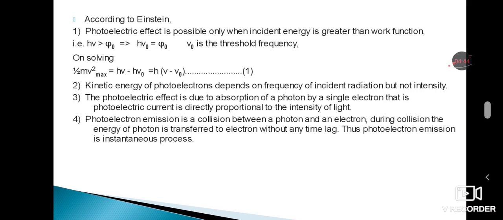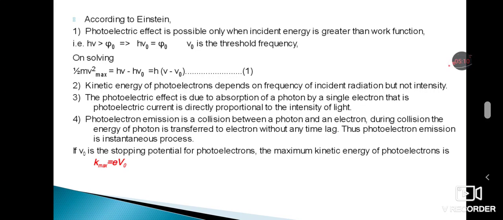So in this collision, the photon will transfer its energy to the electron, then the electron will get sufficient energy and come out from the metal surface. This process takes place very instantaneously, in a very short time. Therefore, photoelectric emission is a very instantaneous process. So these are the 4 laws given by Einstein.